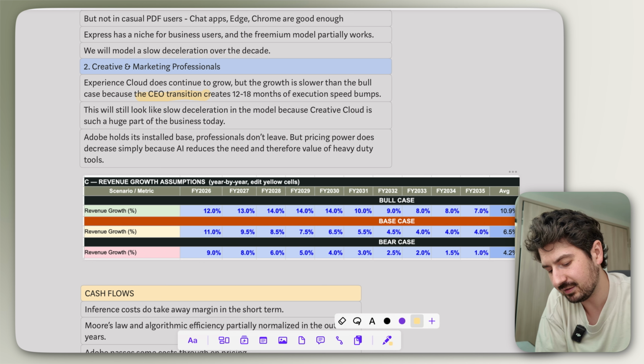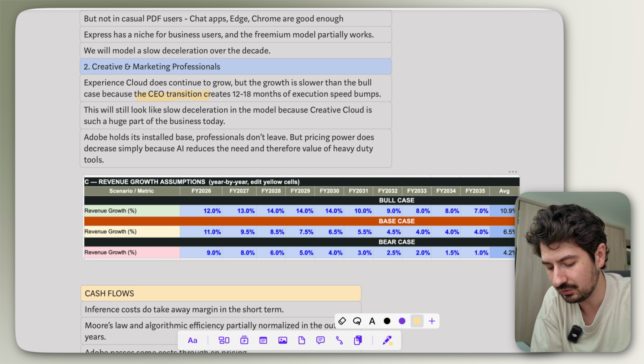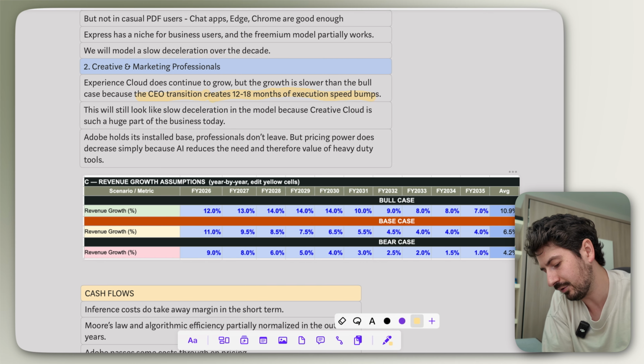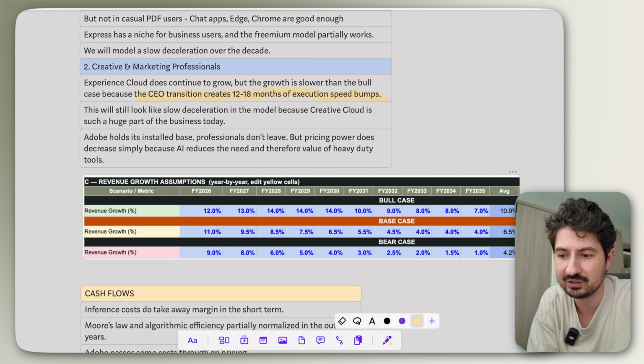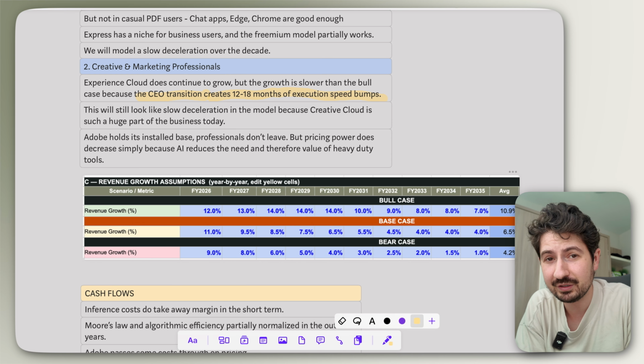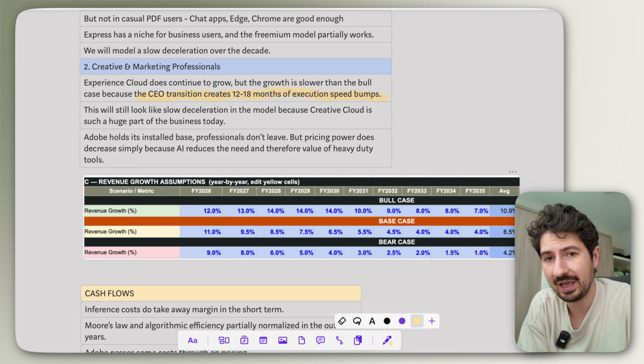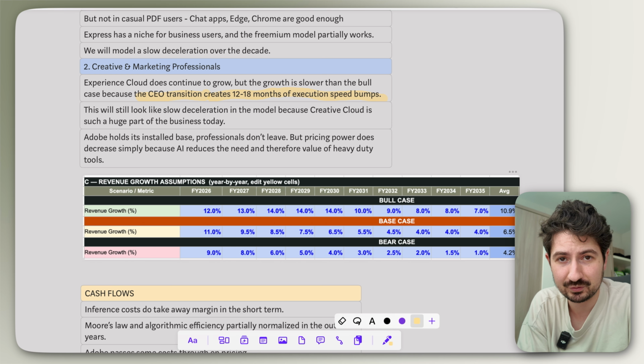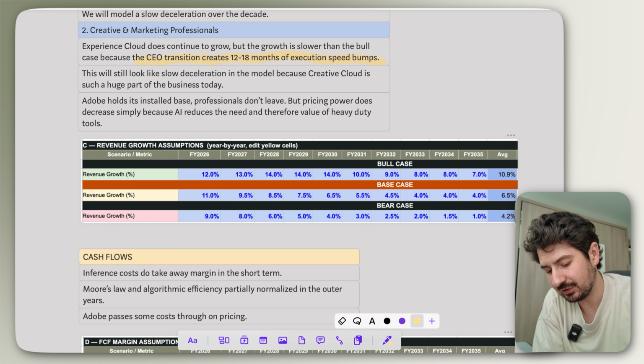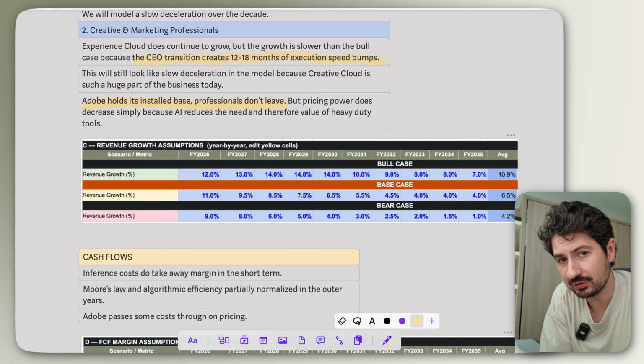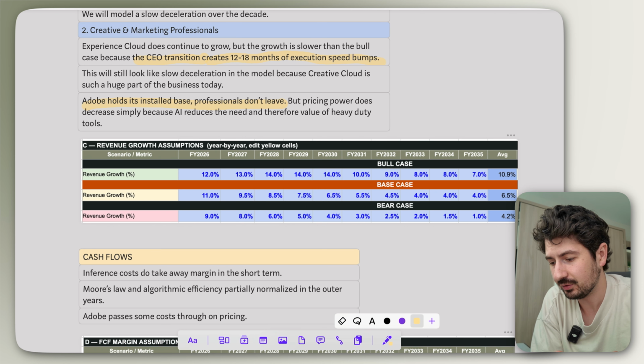So I'm going to say that the CEO transition creates some issues and it basically slows them down over the next 12 to 18 months, which is probably the most important period for the company in terms of capitalizing on AI as an opportunity. I do think that the professional base of Creative Cloud users will hold because that's what they're learning in school.